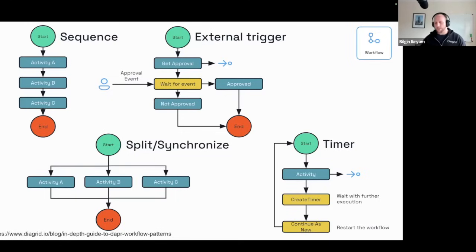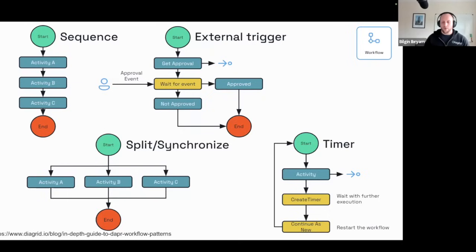So if we go quickly through, the sequence basically says that a task in the process is only enabled after the completion of the previous one in the same process. So in that case, I have 3 tasks, activity A, B, C, and they are executed sequentially only when the previous one is completed.